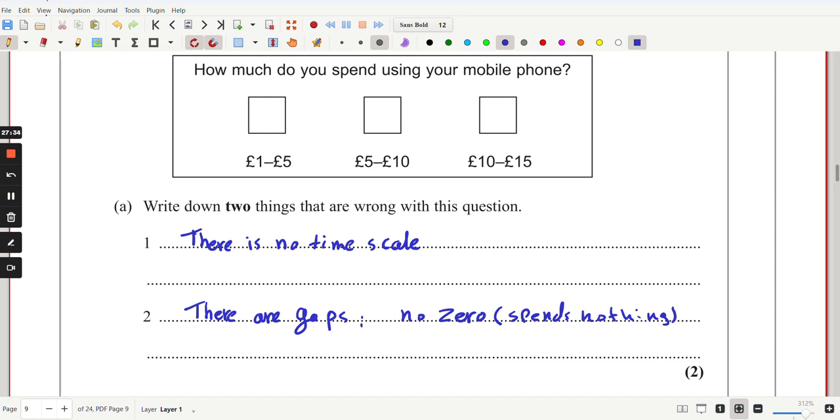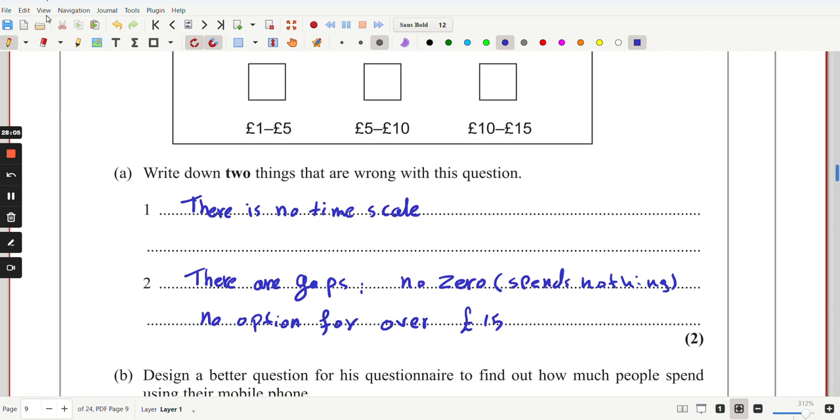Also there is overlap, like 1 to 5, 5 to 10. It should be 1 to 5, then 6 to 10, then 11 to 15, and there is nothing over 15 pounds. There is no option for over 15 pounds.